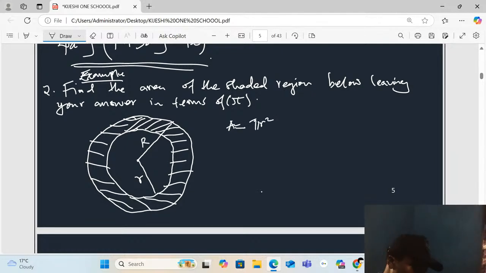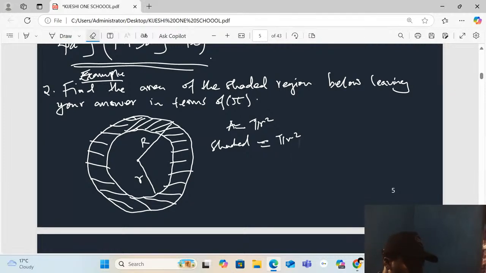Now to find the area of the shaded region, you're going to find the area of the biggest circle, which is pi R squared. Sorry, let me use this big R. Pi R squared minus the area of the smaller one, which will be pi r squared. Can you see the difference? You have big R and a small r. So that is how we find the area of the shaded region.